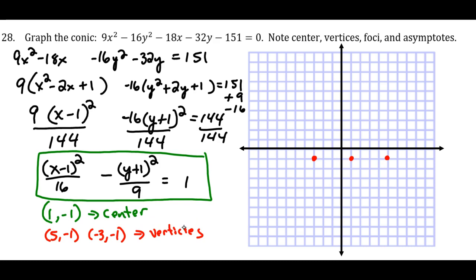And then lastly here, well, not lastly, we still got to figure out the asymptotes, but we got to figure out the foci. And so I know it's going to be curving around like this and like this. Let's figure out where the foci are.